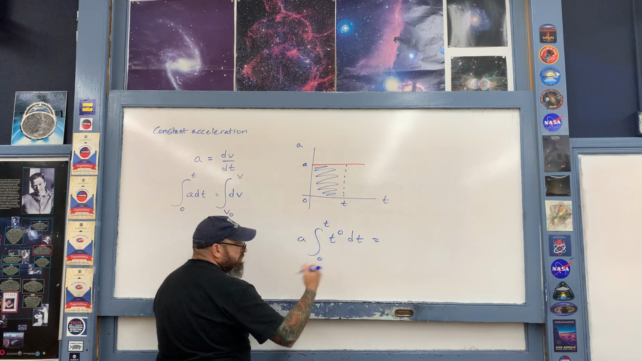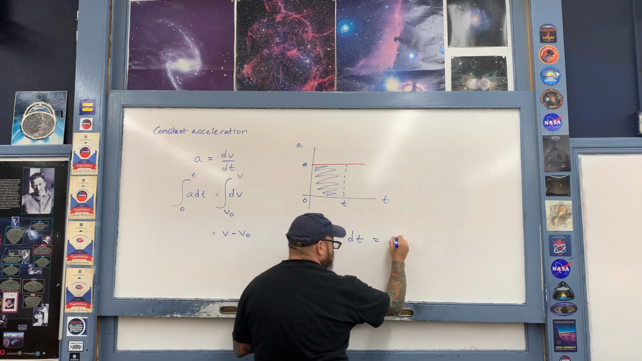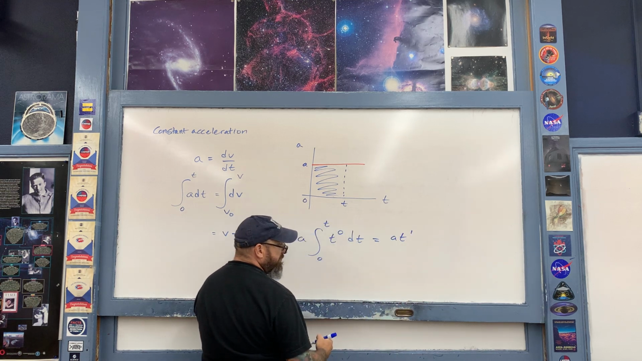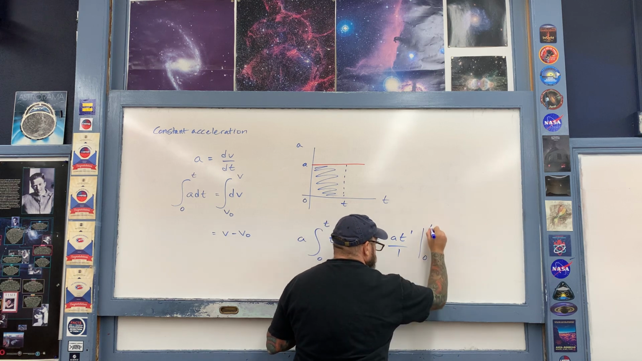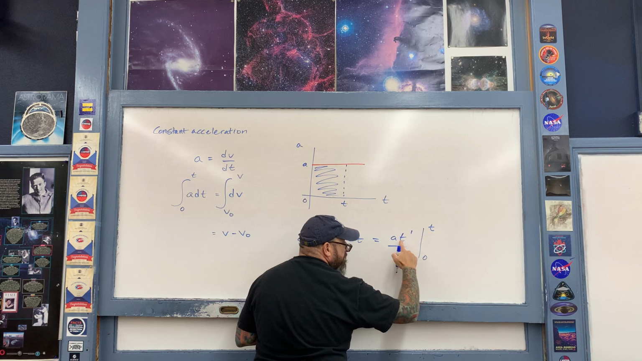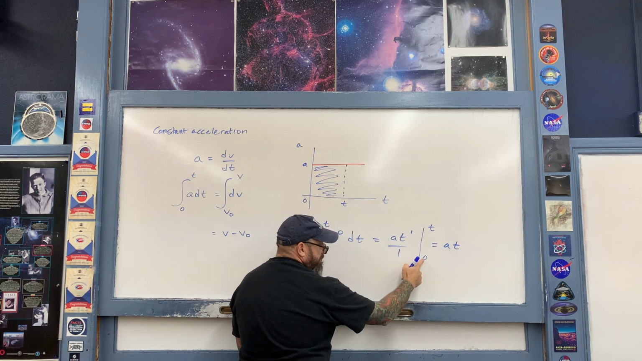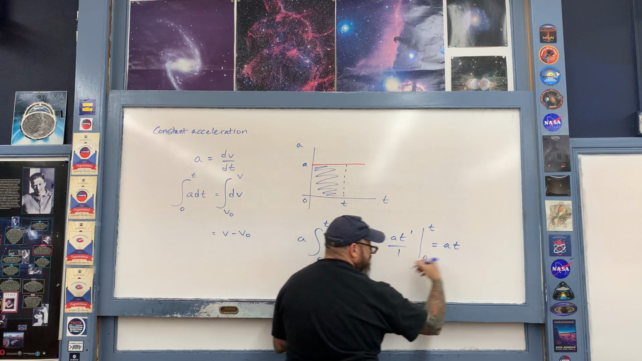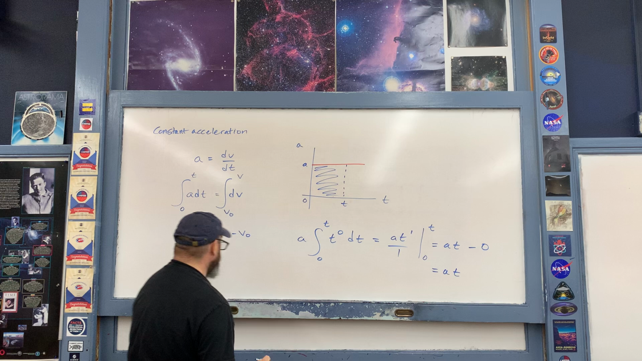Then we just use the rule for integrating a polynomial. Take the value of the exponent and increase it by 1, and then divide by the new value of the exponent. And then we evaluate this between 0 and t. So we take the upper limit of integration and plug that into the function first, and then take the lower limit of integration and plug that into the function second and subtract, and this ends up being at, like so.